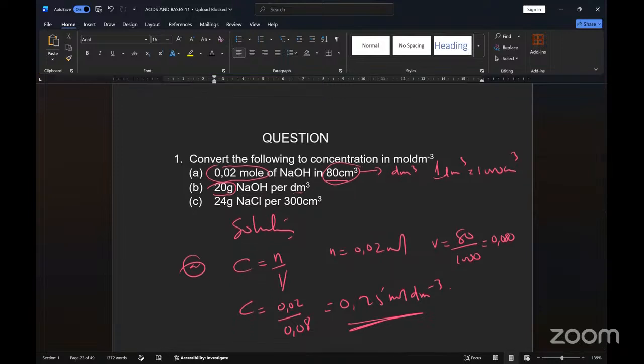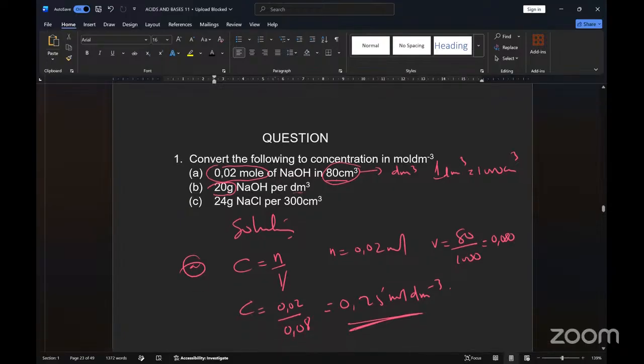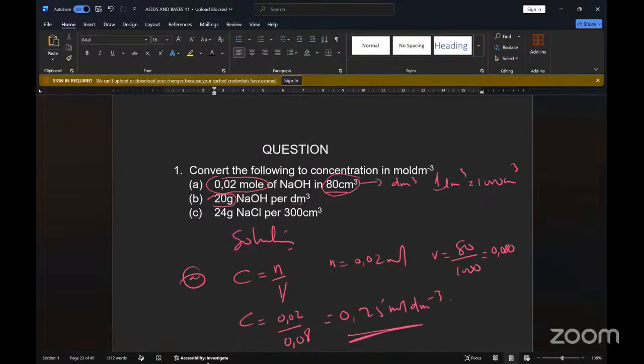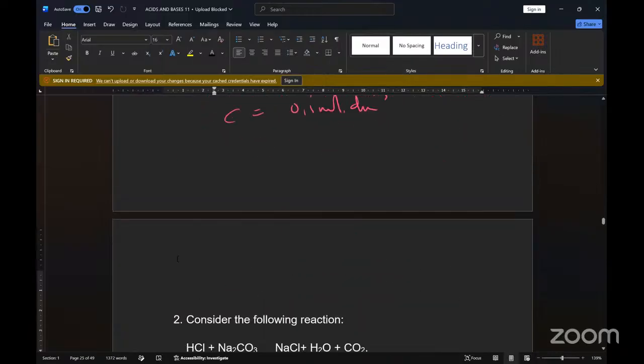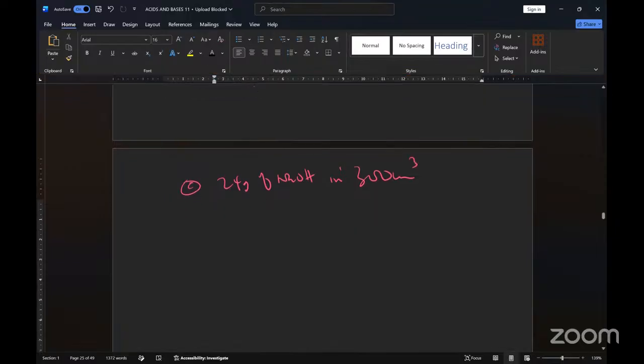Now, again, we are going to have something like this. This one too: 24 grams of sodium chloride in 300 centimeters cube. So we can change this one into number of moles quickly. Let me come here and see what we are going to do. So this is C. It's going to be 24 grams of sodium chloride in water or solution. Sorry, it's not sodium hydroxide, it's sodium chloride.